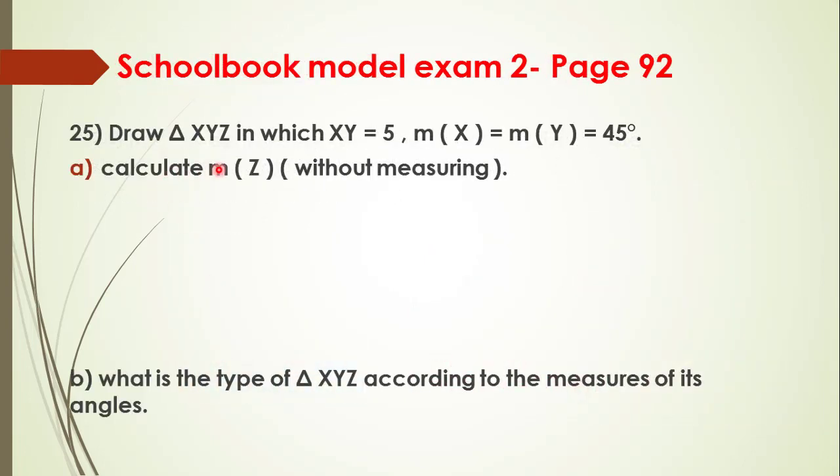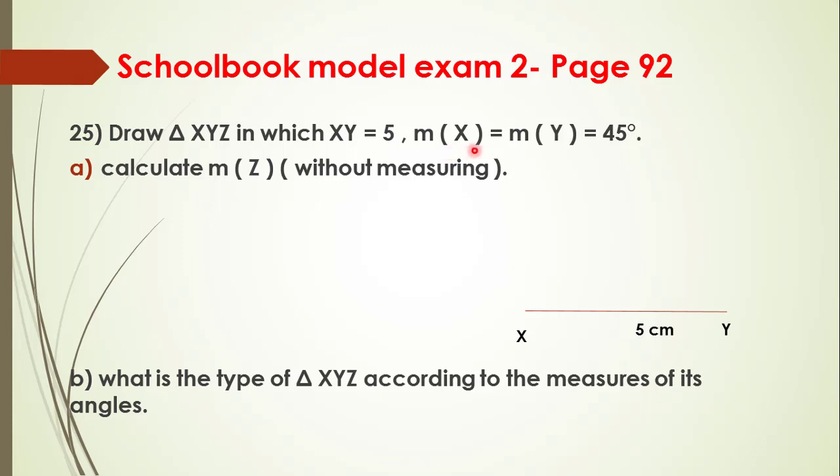Number 25. Draw a triangle XYZ in which XY is 5, the measure of angle X equals the measure of angle Y equals 45. Then calculate the measure of angle Z without measuring. Okay, let's start by drawing. I'll draw XY 5 centimeters. So use your ruler and draw a line segment XY 5 centimeters.